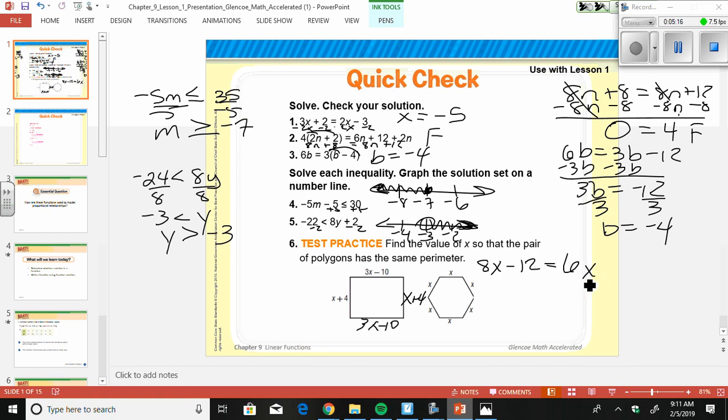6 x's. So I'm going to take my 8x over. So I get negative 12 equals negative 2x, divided by negative 2. So I get 6 equals x. So find the value of x. Yep, there we go.